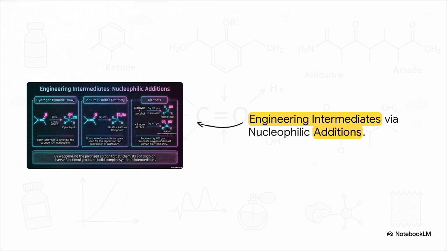By intentionally weaponizing this target, chemists can engineer some incredible intermediate molecules. For example, using a base catalyst, we can attach hydrogen cyanide to build a cyanohydrin, or we can add sodium bisulfite to create a water-soluble complex that perfectly purifies aldehydes. We can even add alcohols, using dry HCl gas to boost the carbon's electrophilicity to build complex synthetic structures called acetals. We are quite literally snapping on functional groups like Lego bricks.